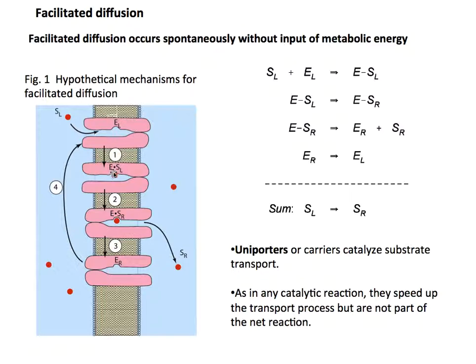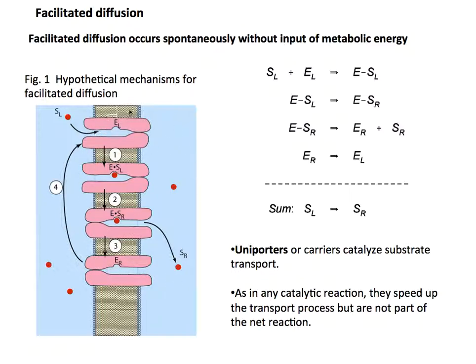And then once it's bound, and this dot is showing you that the solute on the left side is bound to the enzyme, it'll change its conformation and let out the solute, which is now on the right side. So that's what SR is showing. And then the enzyme that is open to the right side will change its conformation and go back to EL.